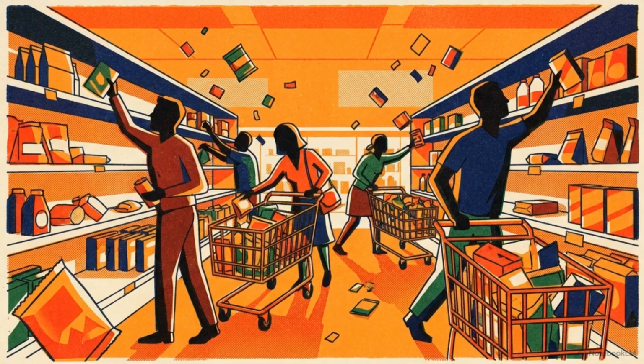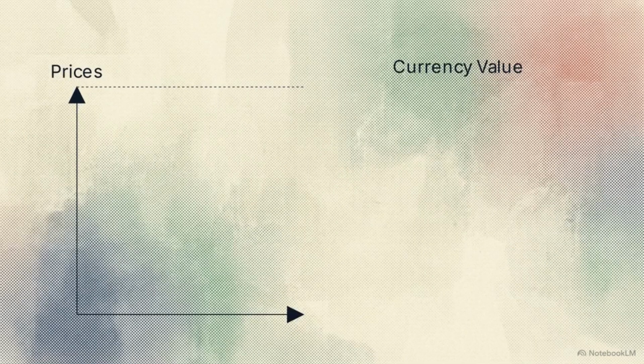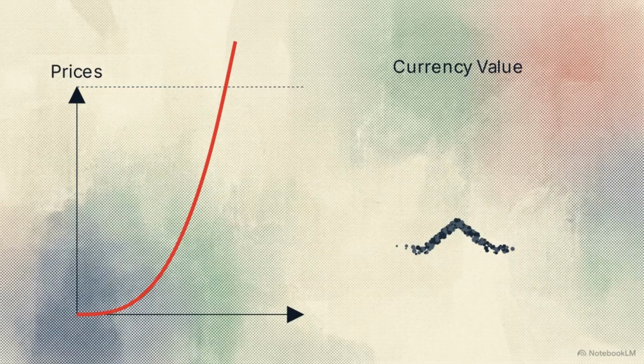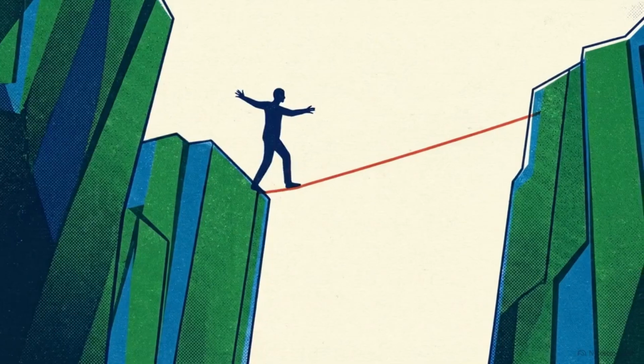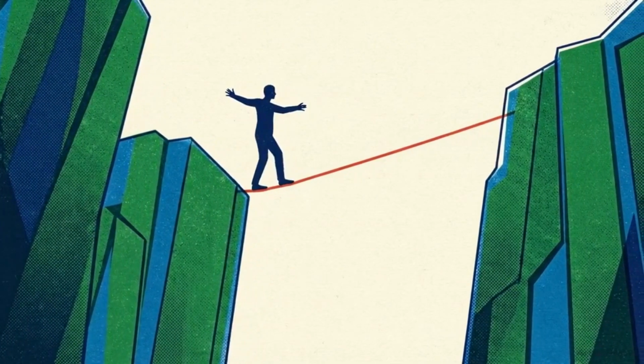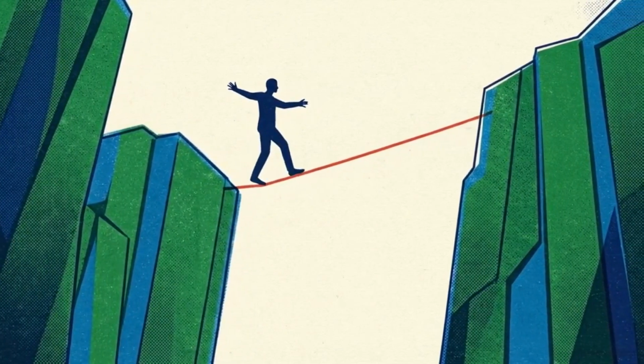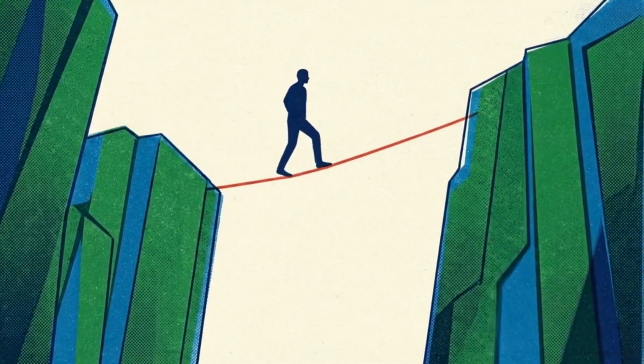On the other side, you have hyperinflation. Hyperinflation is an extreme scenario where prices rise so fast that a nation's currency becomes virtually worthless, destroying life savings in a matter of months. The central bank exists to navigate between these two disastrous cliffs. It is a perpetual, high-stakes balancing act.